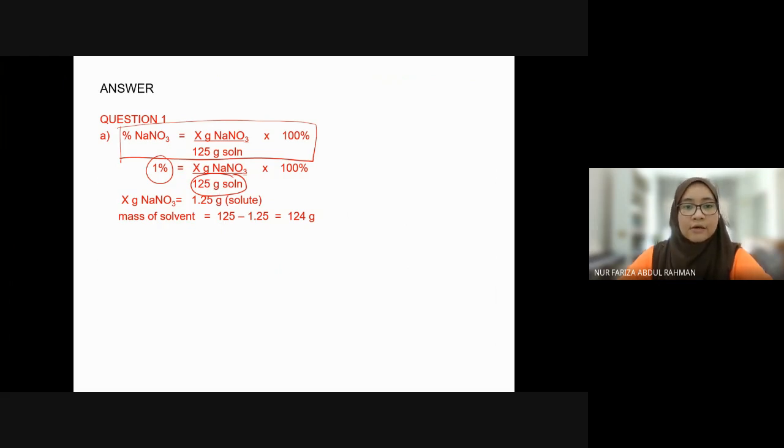So the mass of solute is now X. Okay, so we can calculate the X. So we have this mass of solute, and then we can minus with the mass of solution to find the mass of solvent. Okay. All right.